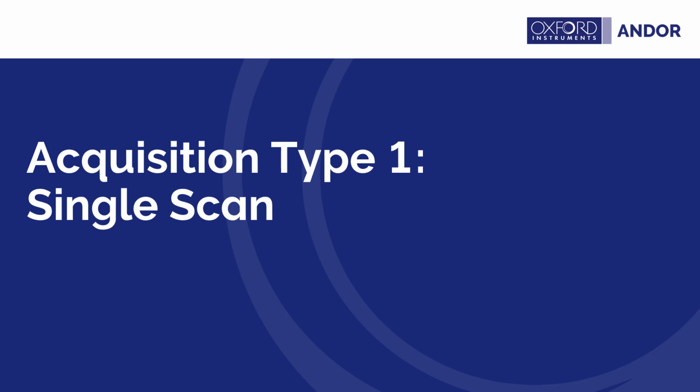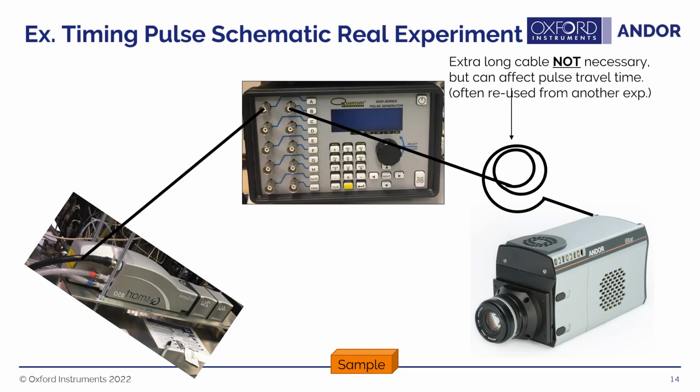Okay, now that we've gone through all the background, we can start thinking about maybe one of the most simple types of acquisition, the single scan. So here I want to give a brief experimental setup showing how a single scan will work.